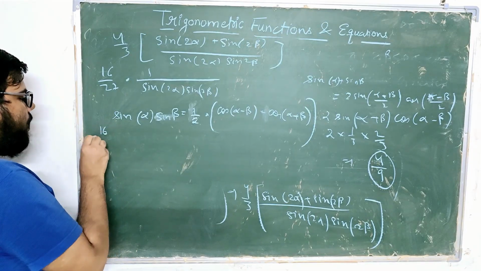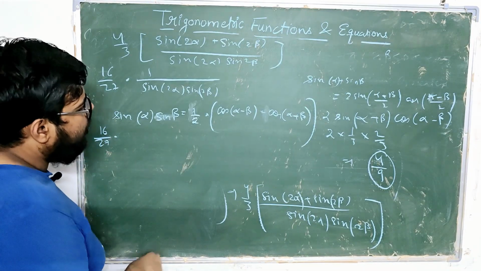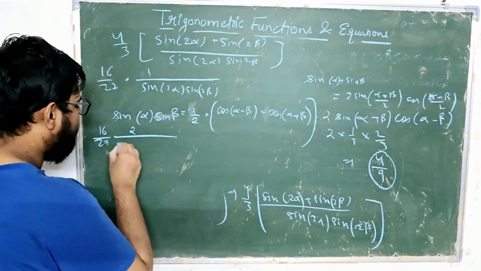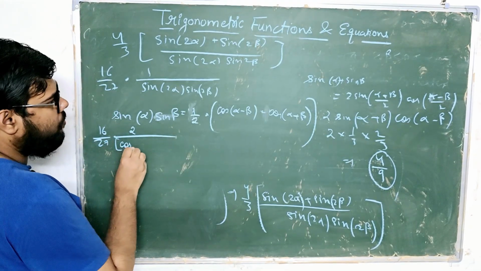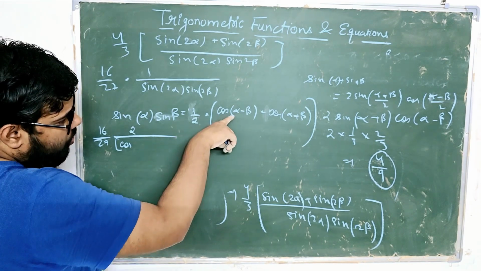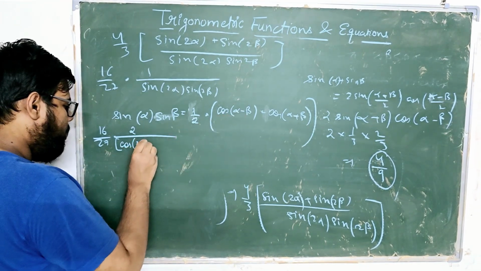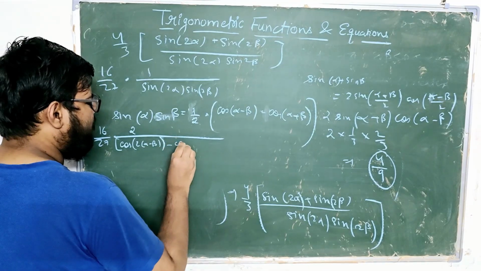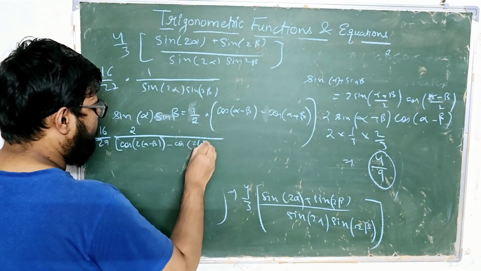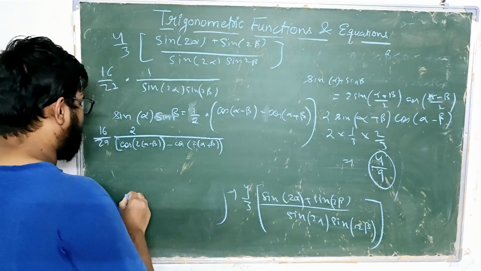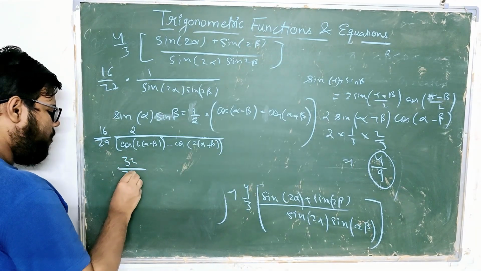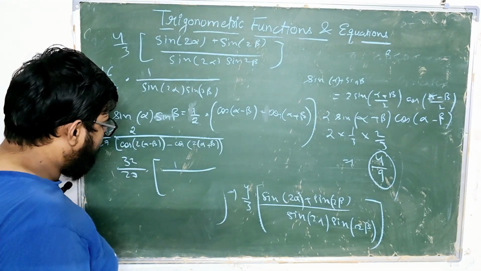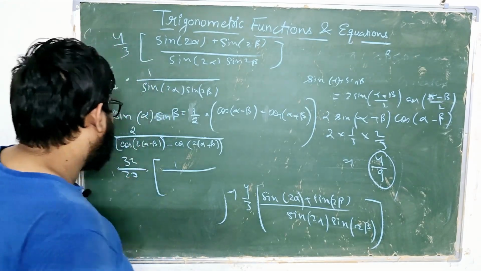So it will be 16 by 27. 1 by 2 is there, so it will come in numerator, divided by cos of 2 into (alpha minus beta) minus cos of 2 times (alpha plus beta). Right, we have this. So 32 by 27 times. So we got this expression. Now we have cos of 2 (alpha minus beta).